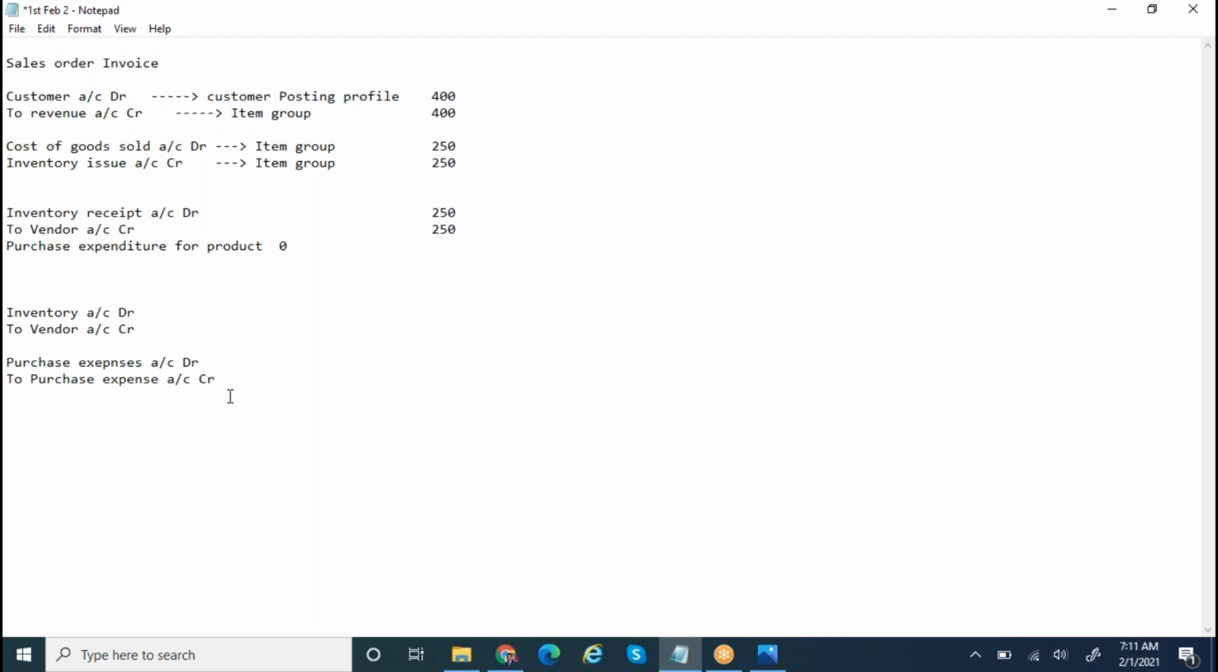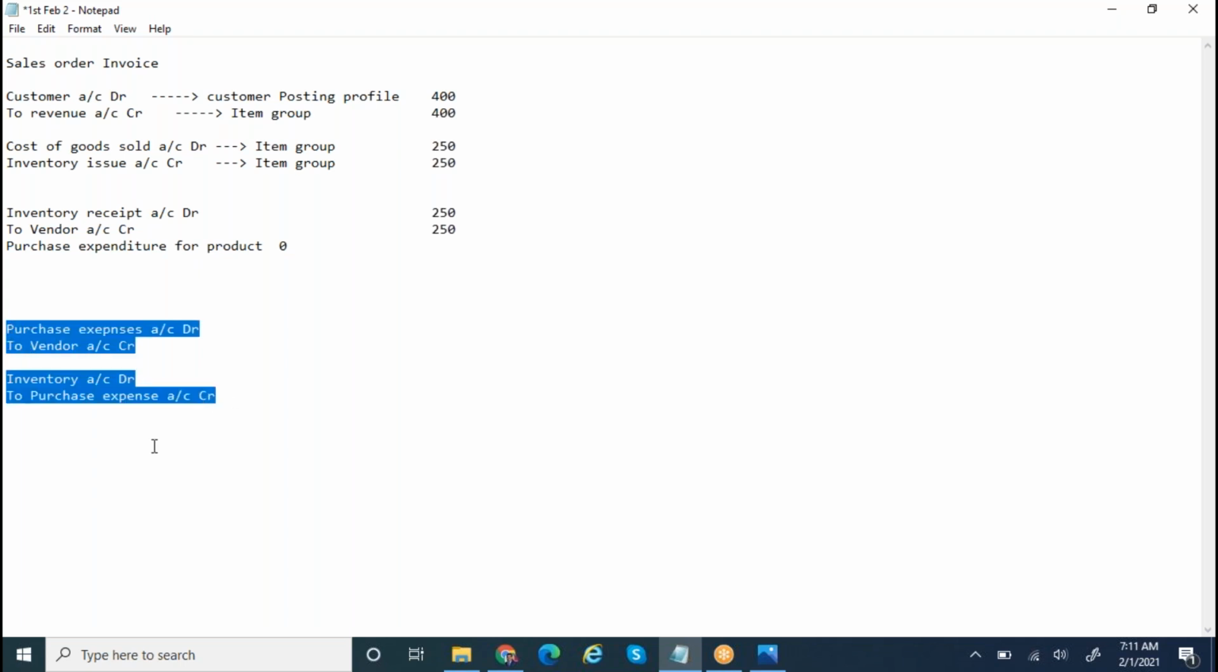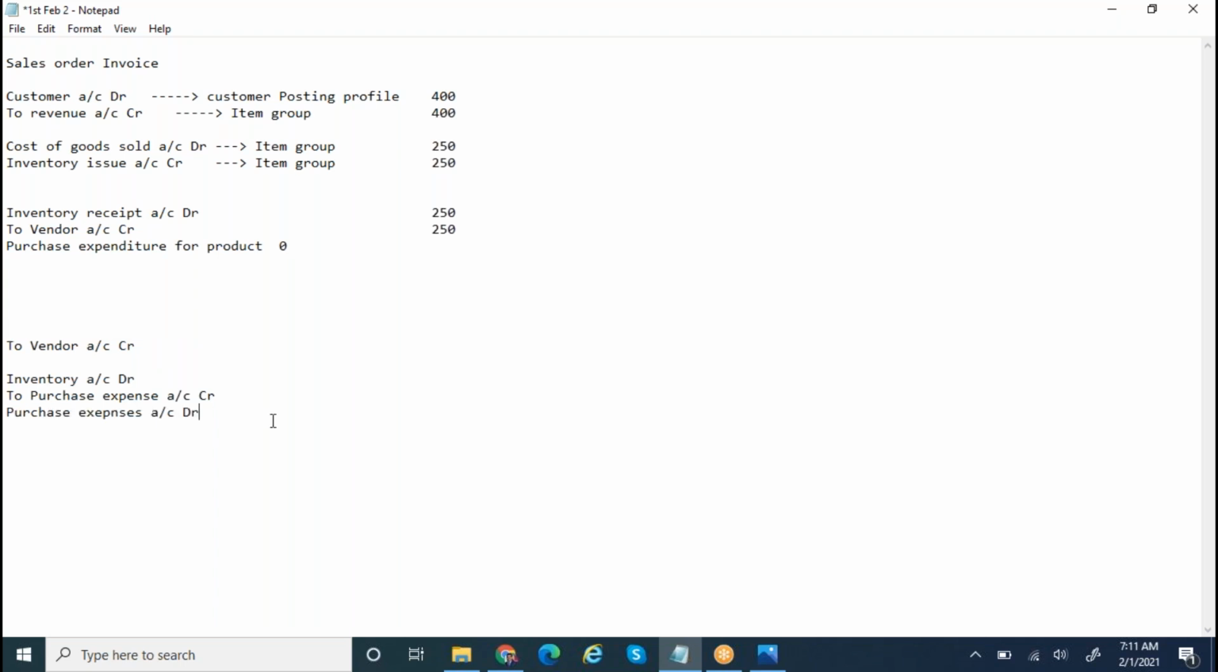So whatever you are thinking in your mind, the same concept was mapped in AX 2009 or R2 or R3 versions, like this entry. Whatever you are thinking, you are correct. Microsoft keeps on changing this slowly, from one version to another. In AX 2012 you will find one version like this in some versions. In D365 they have completely nullified these two. It became 0. Inventory receipt account data to vendor account credit. Simple.